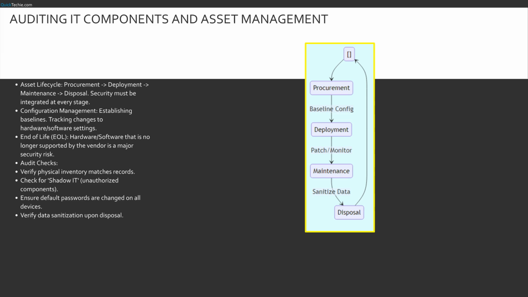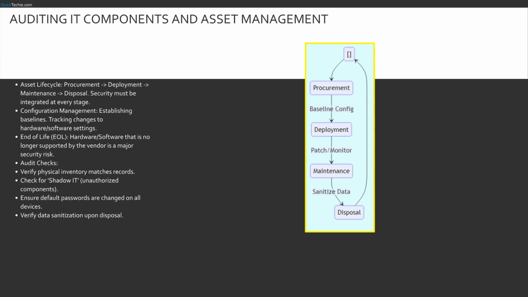A massive risk in operations is end-of-life components. If a server OS is no longer supported by the vendor, it receives no security patches and must be retired or isolated. Your audit should verify that the physical inventory matches the logical records, and that no shadow IT devices are connected to the network.